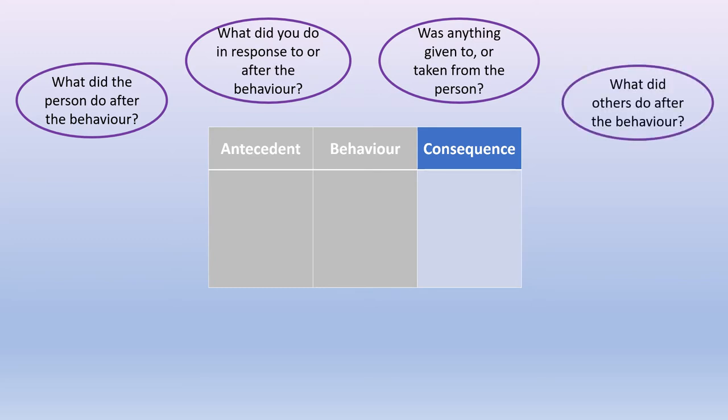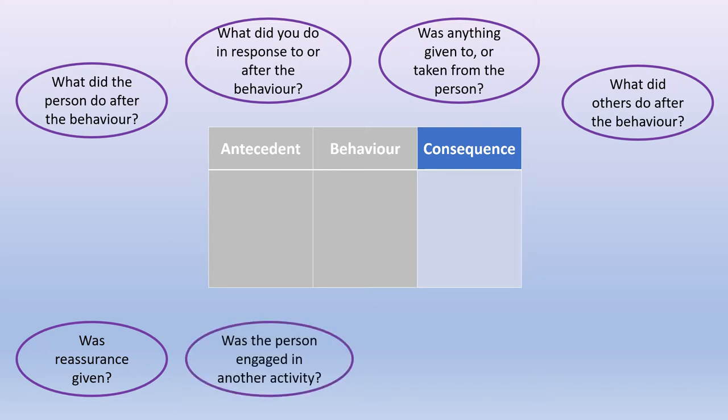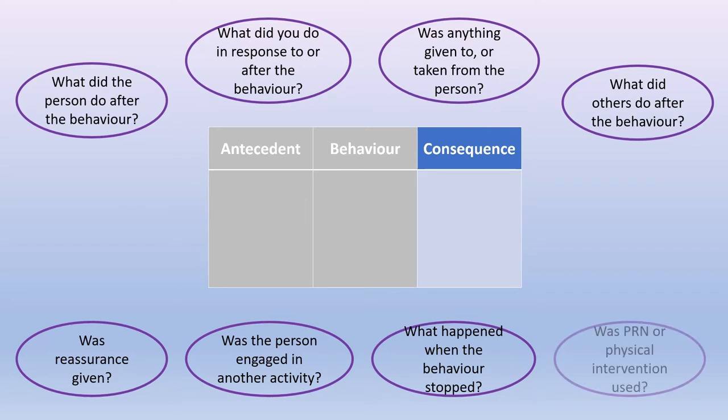What did others do after the behaviour? For example, other service users or other people who were around at the time? Was reassurance given, either verbally, for example, by saying, "It's okay," or physically, for example, by giving a hug? Was the person engaged in another activity? What happened when the behaviour stopped? For example, did another activity start? Was PRN or physical interventions used?